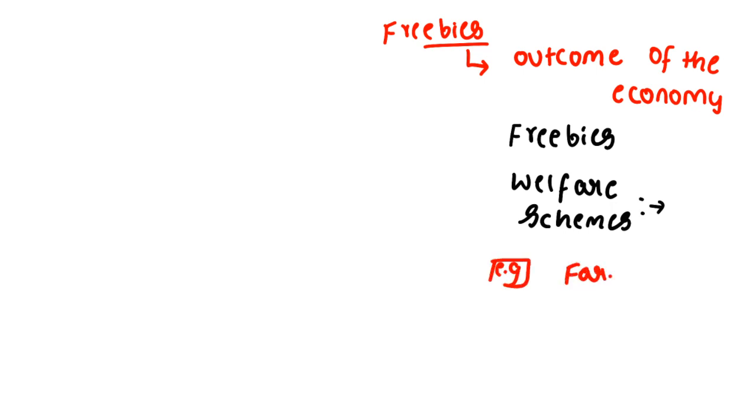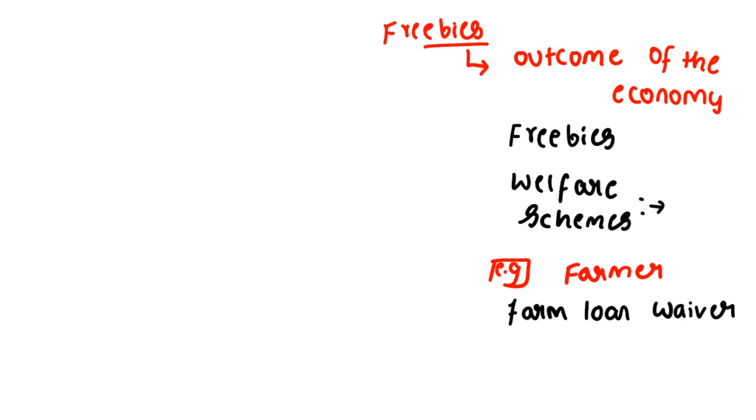Farmer, before elections, he won't pay his dues to the bank, and the party, expecting this, will announce the scheme of farm loan waiver. Waiver means complete removal of dues on the farmers. The loss would be borne by the government that is going to be elected. Clear? So this is a freebie.